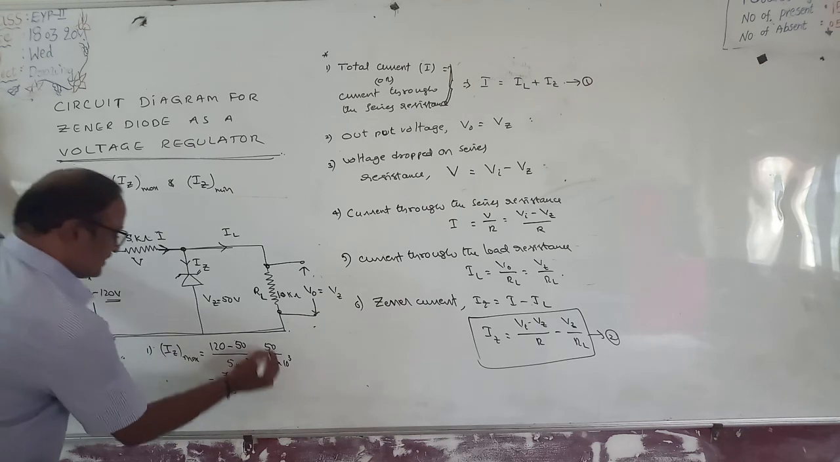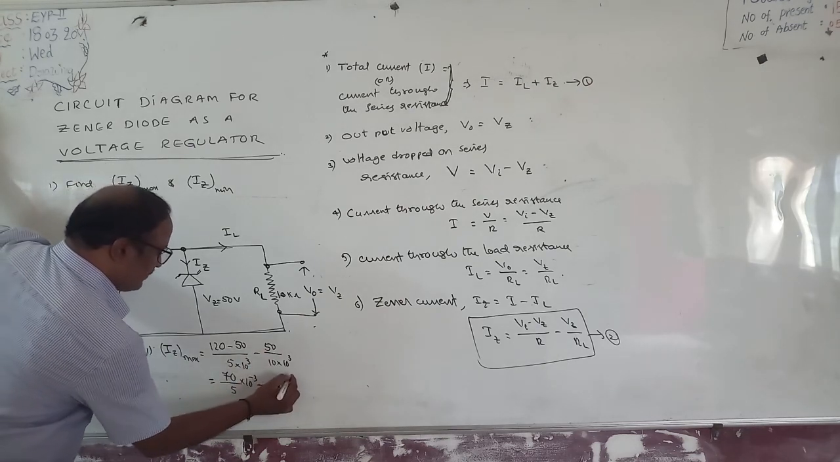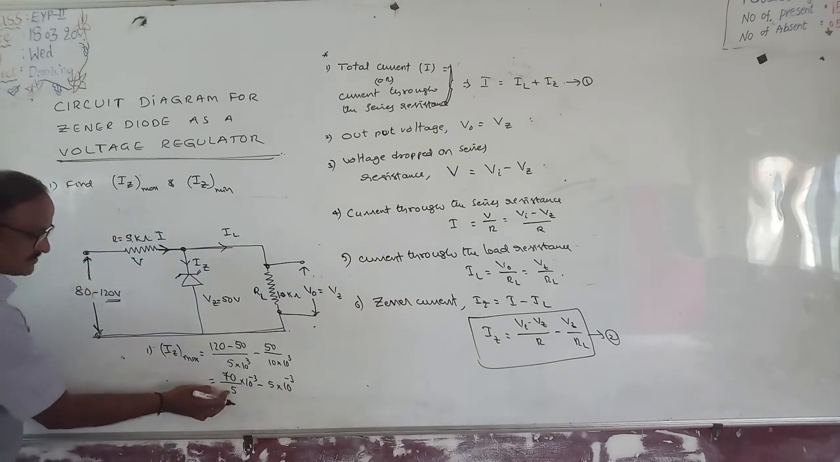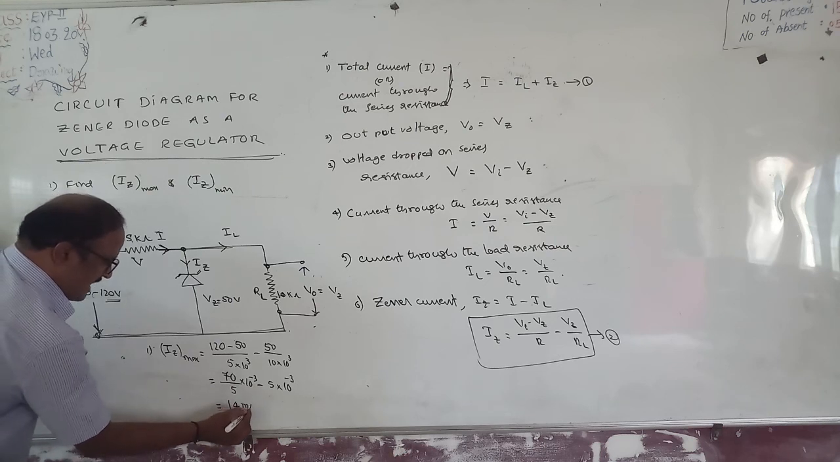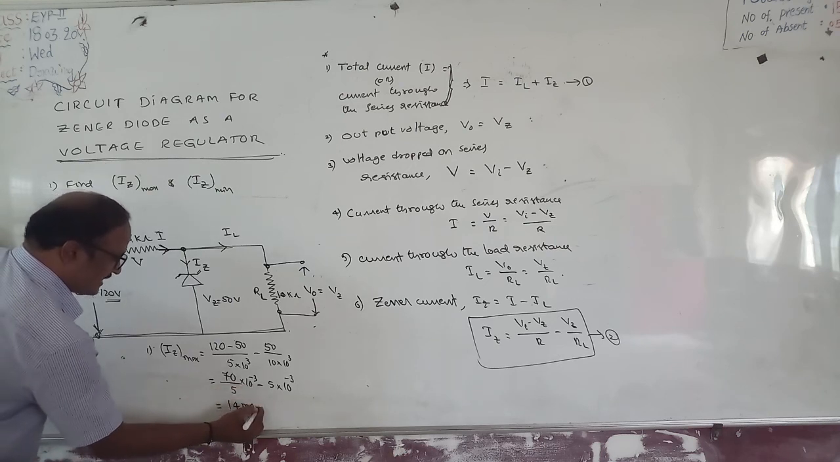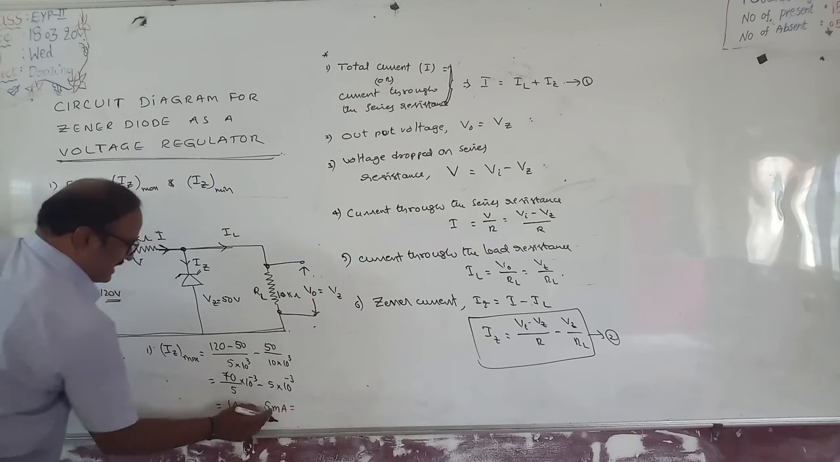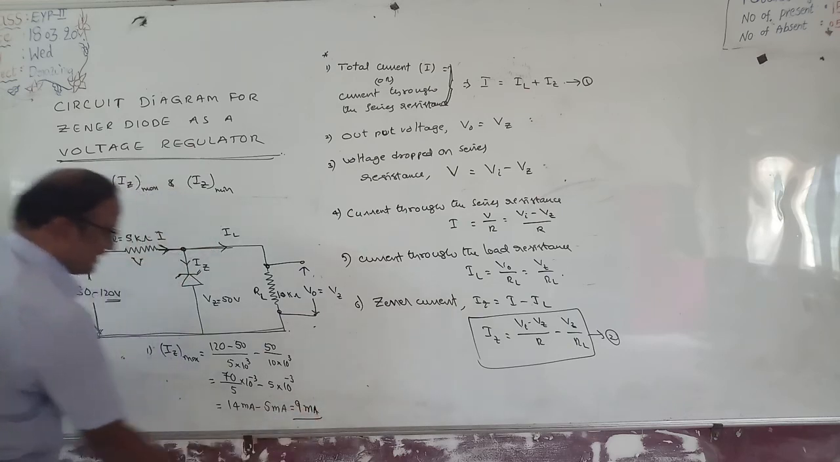70 by 5 means 14, so this is 14 milliamperes, minus 5 milliamperes. 14 minus 5 is equal to 9 milliamperes. This is the maximum value of Zener current.